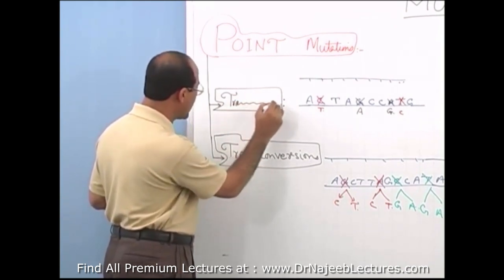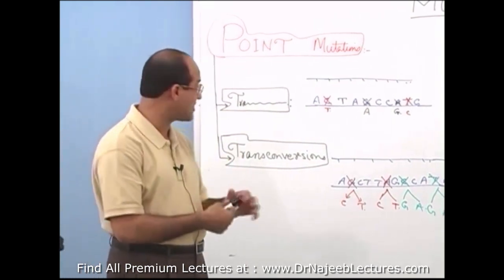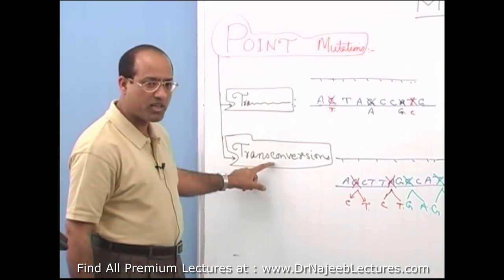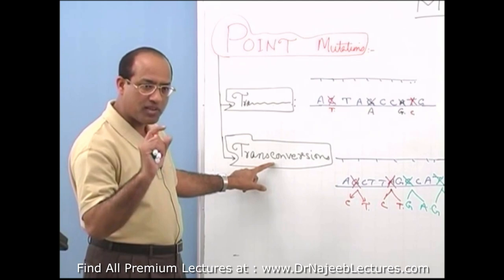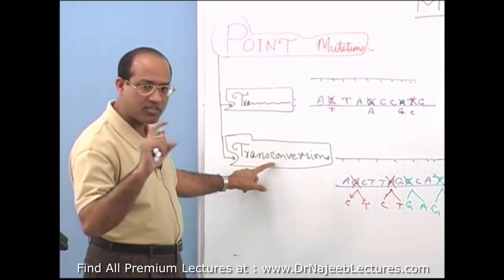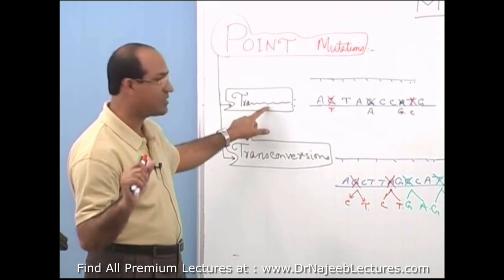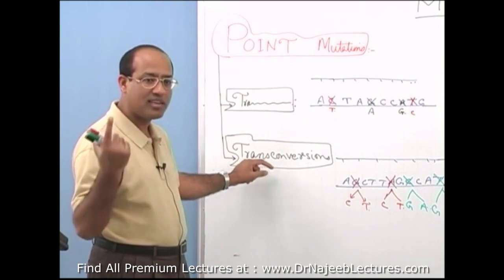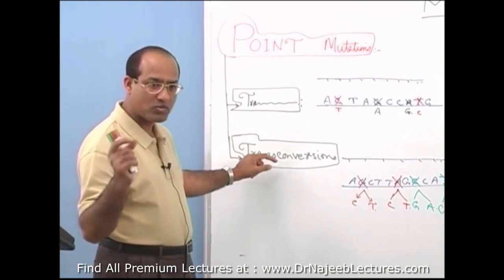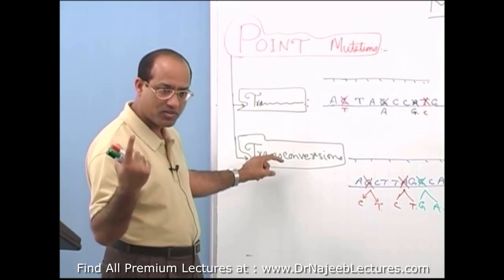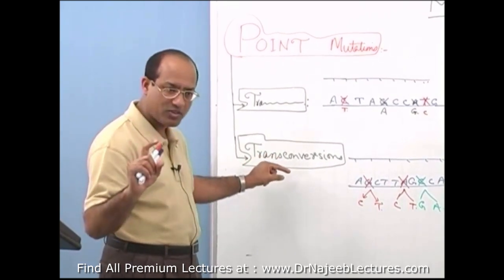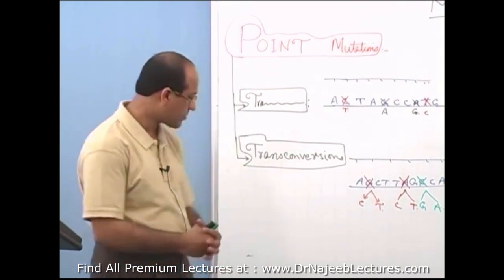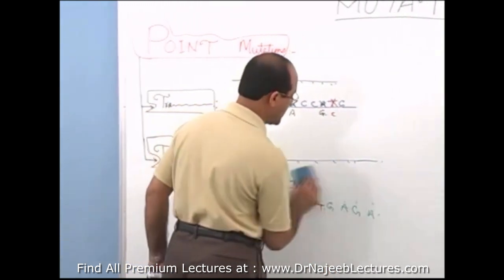When you want to write transition, write it like this. It is transition, yes. So you have to compare transition with transversion. It's very easy. When a smaller base is replaced by a smaller base or a larger base is replaced by a larger base, it is transition. And when a smaller base is replaced by a larger base, smaller are pyrimidines, larger are purines, or a larger base is replaced by a smaller one, then it is transversion. This concept is clear. Now, there is another way to look at point mutation.